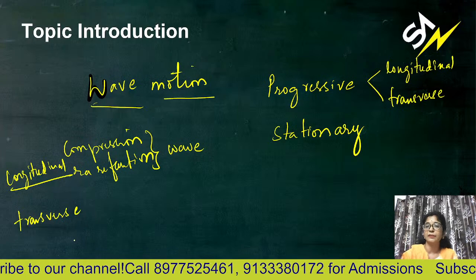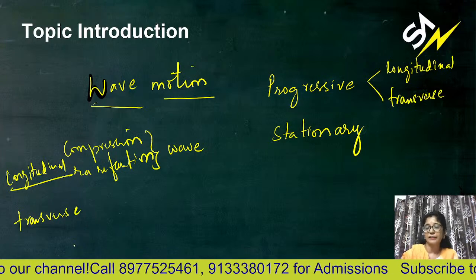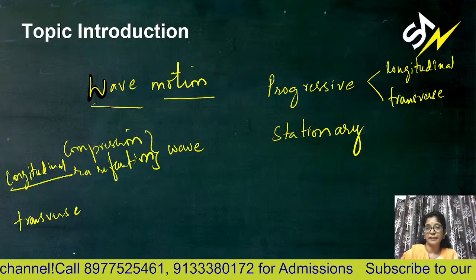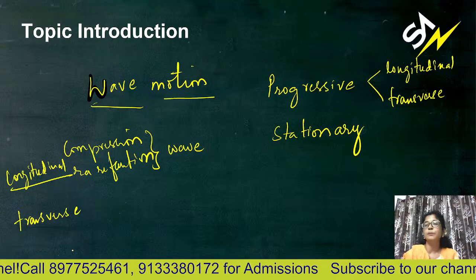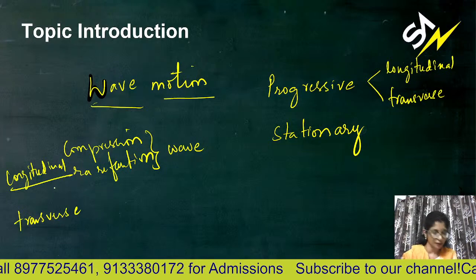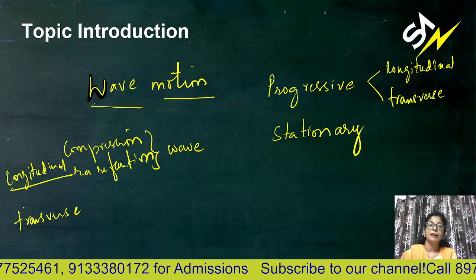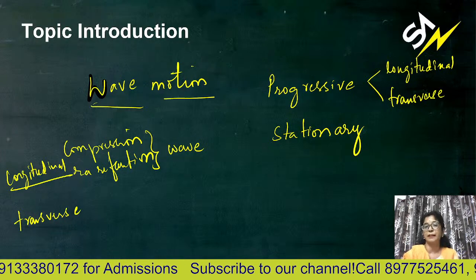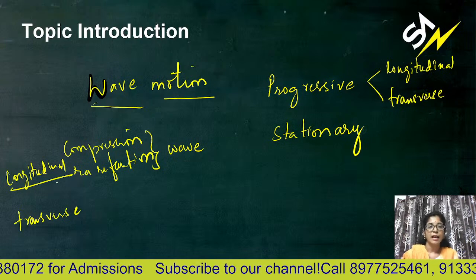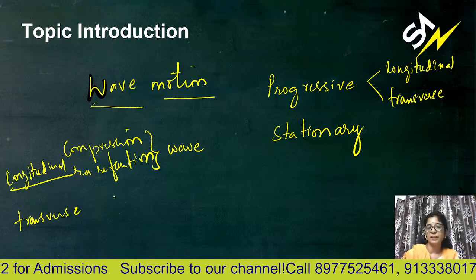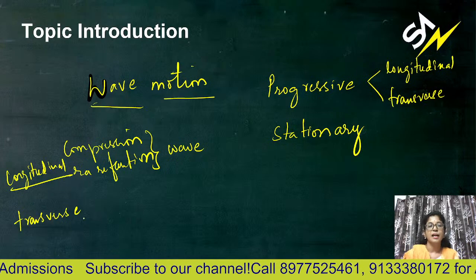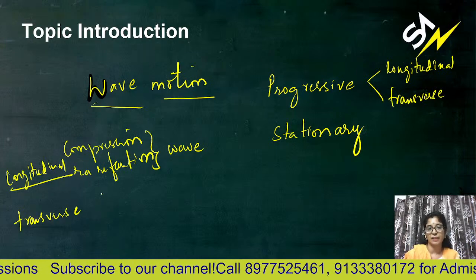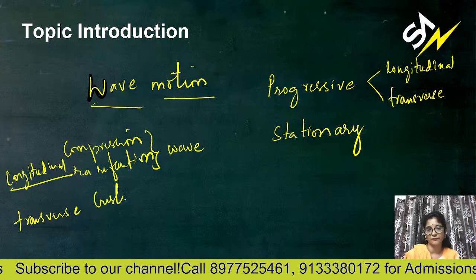Usually these transverse waves are formed when the particles vibrate perpendicular to the propagation of waves. Longitudinal waves are formed when the particles vibrate parallel to the propagation of the wave, and that is the reason why they form compressions and rarefactions. And transverse waves have crest and trough.